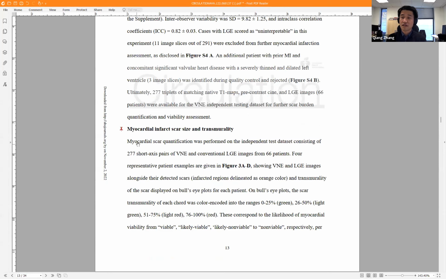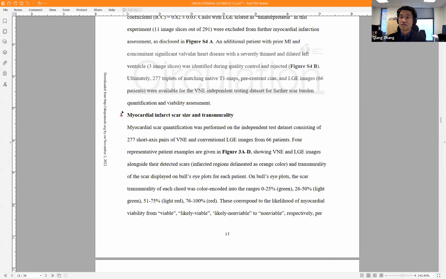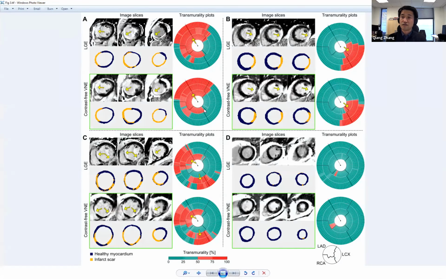And then for the myocardial infarction scar size and the transmurality assessment, here are 4 patient examples as shown in the 4 panels. In the top row of each panel are the conventional LGE images and their scar region of interest. And in the bottom row are the developed contrast-free VNE images. We can see the VNE detected the myocardial infarction scar with a high visual spatial agreement with the conventional LGE.